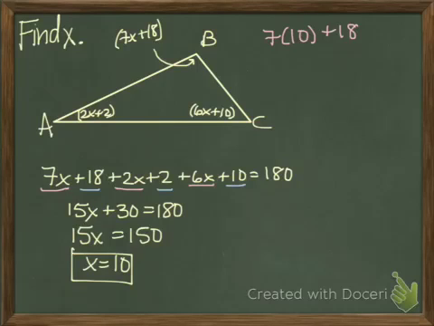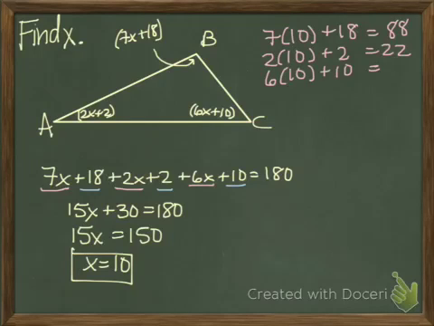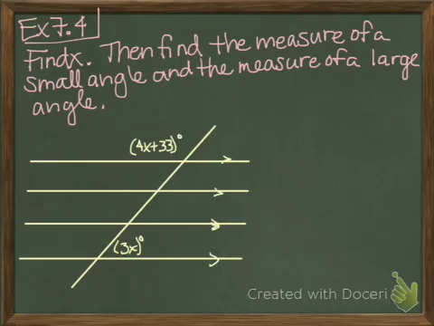We can just check our work really quick. 7 times 10 plus 18 is 88. 2 times 10 plus 2 is 22. And 6 times 10 plus 10 is 70. If we add 88 plus 22 plus 70, we do get 180 degrees.